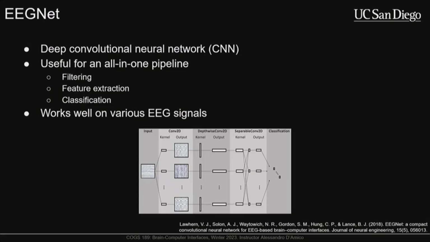But we don't necessarily have that level of control or granularity over what the network is going to be learning. So although it can do all of these things in one, we don't have the same level of control or understanding of what's exactly happening afterwards.